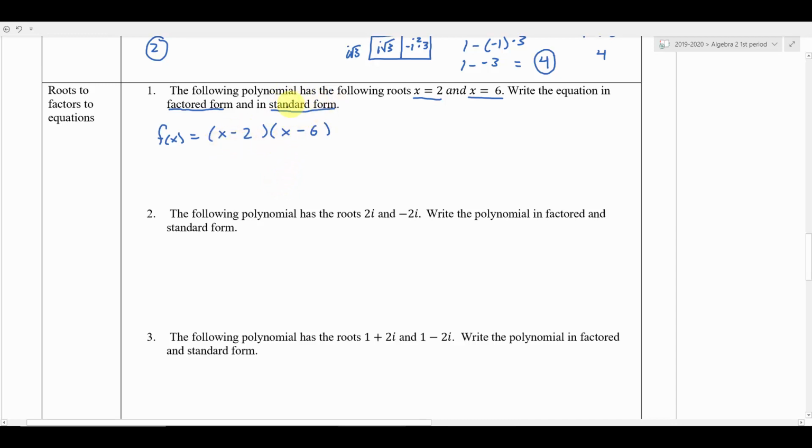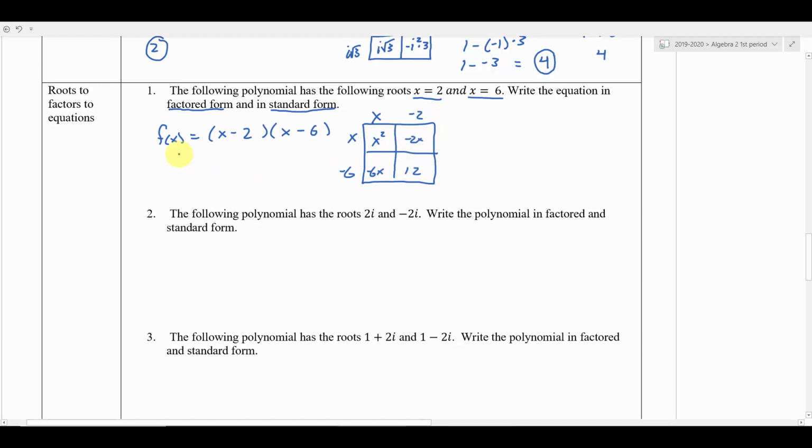But remember, they also wanted the equation to be in standard form, which means I actually need to multiply these factors out. The easiest way to do that is to use a generic rectangle. Just like that. I'm going to put my x minus 2 across the top and my x minus 6 across the side. So I'll multiply those, and I've got x squared here. I'll get negative 2x here. I'll get negative 6x here, and then negative 6 times negative 2 is a positive 12.